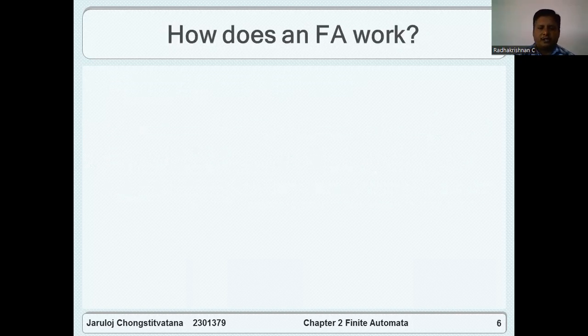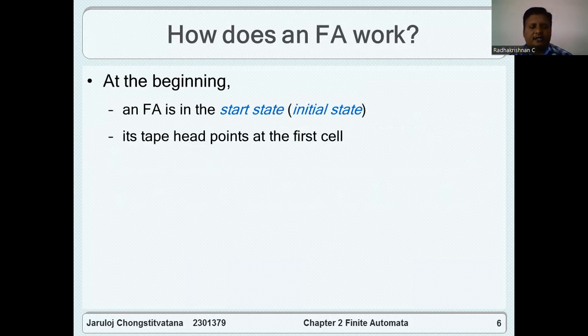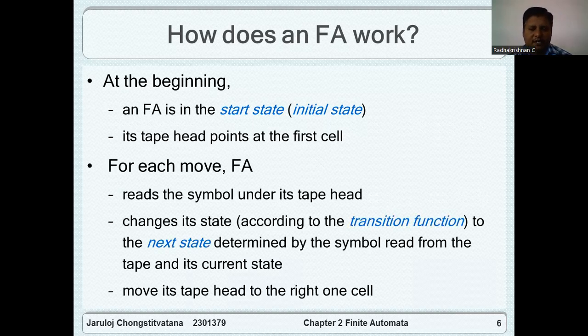How does the finite automata work? At the beginning, the automata is in the initial state, that means the start state. Its tape head points to the very first cell of the input in the input tape. For each and every move of the finite automata, what steps are carried out? Read the symbol under the tape head, that is, the input is read from the input tape by the control unit with the help of the tape head. Next, change states according to the transition diagram.